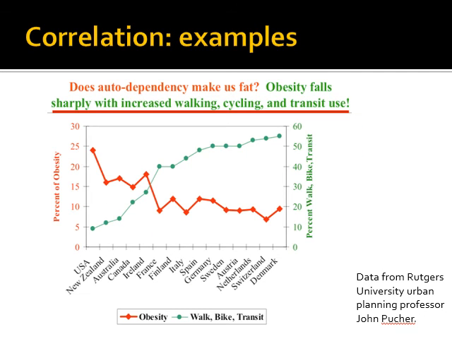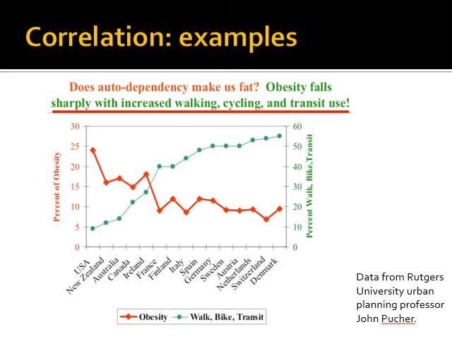Here's another example. Does autodependency make us fat? This is a really fun graph. It shows us how obesity falls sharply with increased walking, cycling and transit use between different countries. So if you look on the x-axis, it has this series of countries, and the red line is the percentage of people who are obese, and the green line is the percentage of people who use walking, biking, transit, I guess on a daily basis.